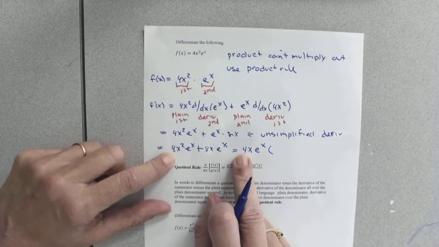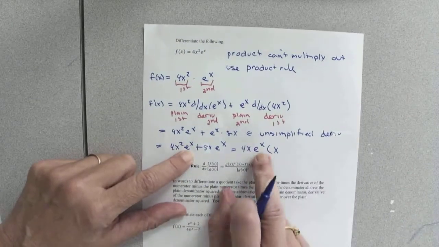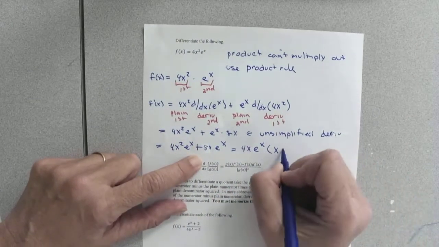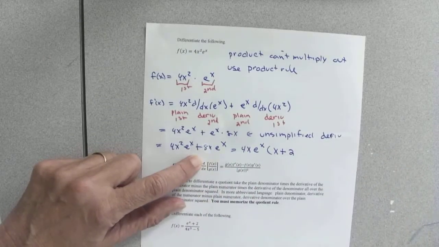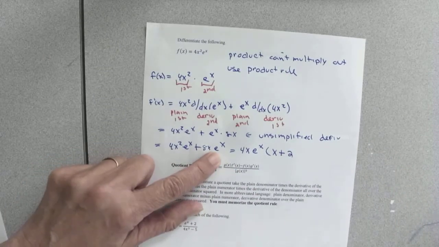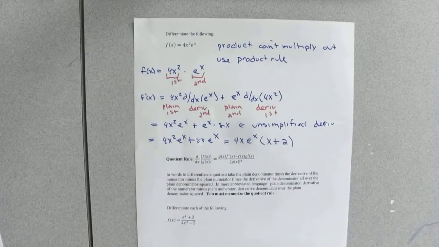Had 4, factored out 4, so it's gone. Had x squared, took out x, had x left behind. Had e to the x, took out e to the x. Up to the plus sign. Had 8, factored out 4. 8 divided by 4 is 2. Factored out the x, factored out the e to the x. And there's the simplified derivative.